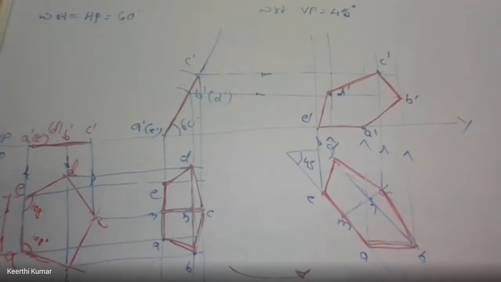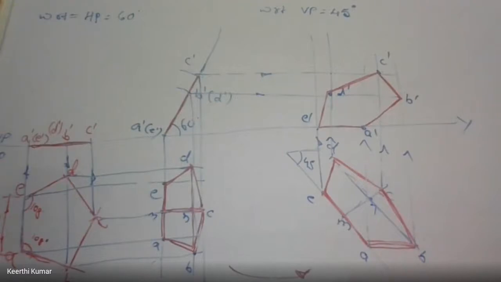Okay, I'll repeat the question once again. A pentagonal lamina of 25 mm sides rests on HP on one of its corners, such that the perpendicular bisector of the edge passing through the corner on which the lamina rests is inclined at 30 degree to HP and 45 degree to VP.